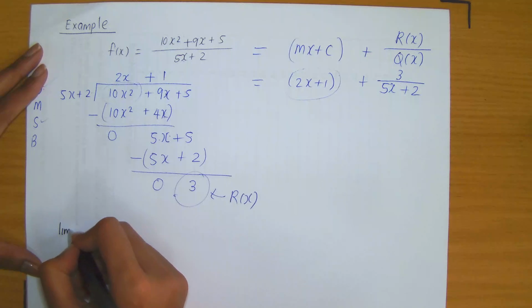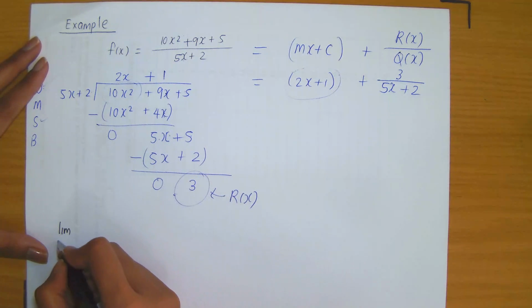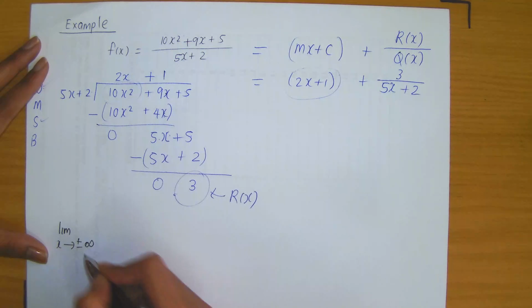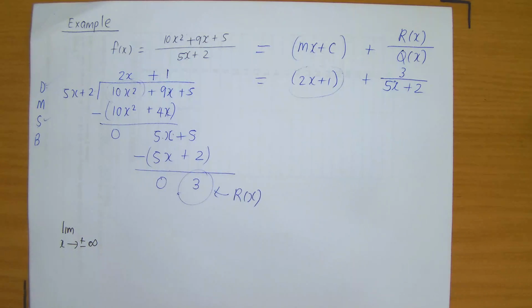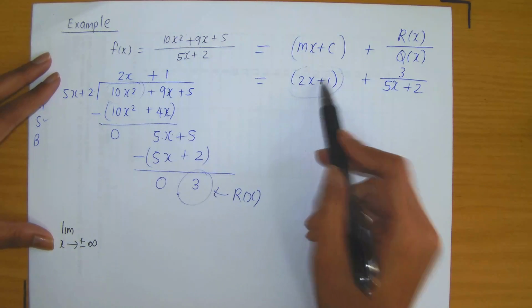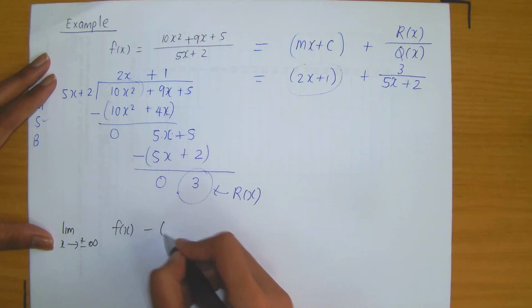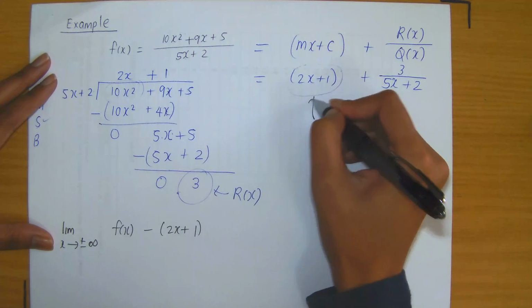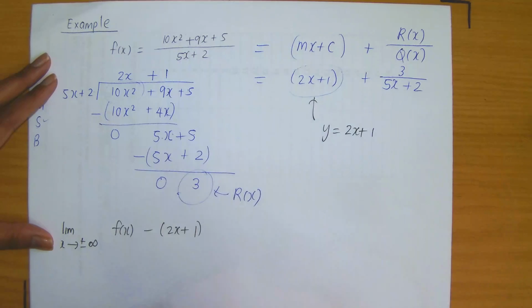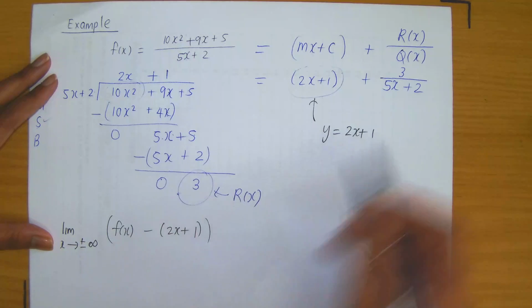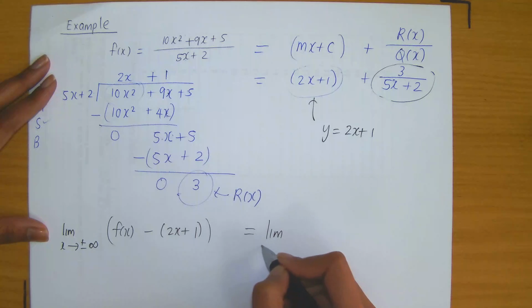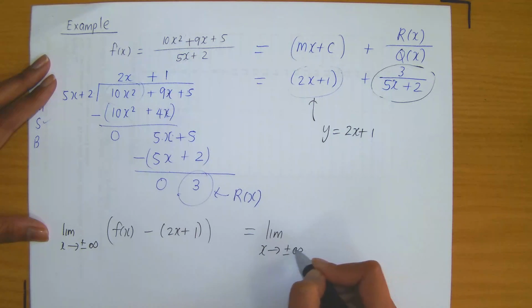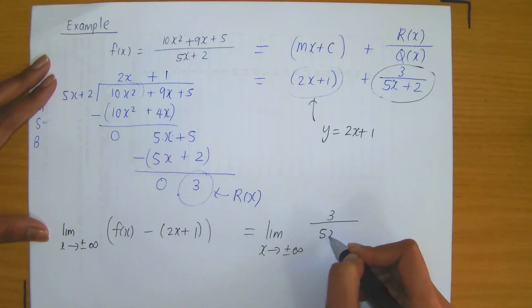So I need to take the limit as x approaches, well, we can do x approaches positive and negative infinity of f of x minus 2x plus 1, because we are guessing that this here is our non-vertical asymptote. But what is f of x minus 2x plus 1? It is precisely that, based on our long division calculations. So it's 3 divided by 5x plus 2.